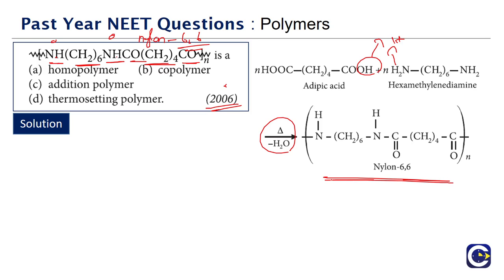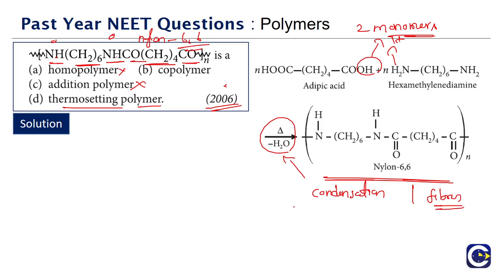Okay. Now, is it example of addition polymer? No, right? Why? Because this is a condensation polymer. That is happening because of the loss of water molecule. Is it a homopolymer? No. We have 2 monomer units. That is also not correct because homopolymer means what? Only 1 monomer unit. Is it a thermosetting polymer? Nylon 66 are what? They are fibers. This is not thermosetting polymer. So thermosetting polymers are what? Typically the cross-linking polymers.